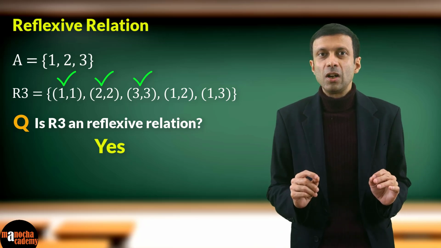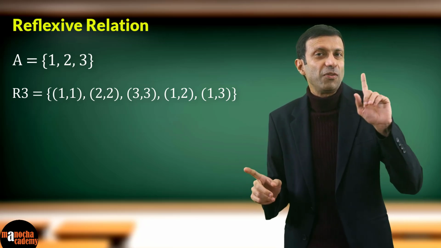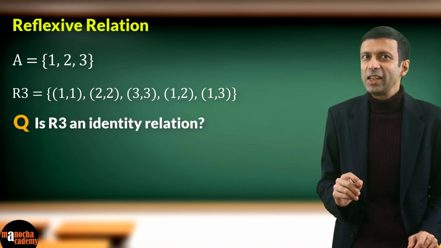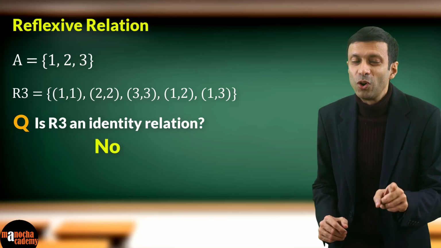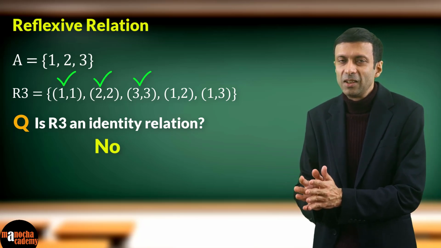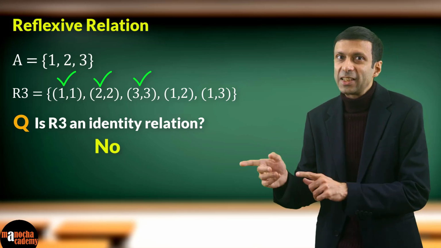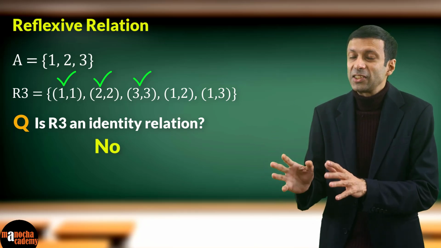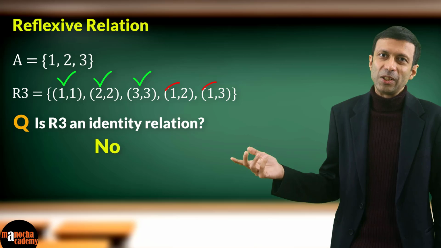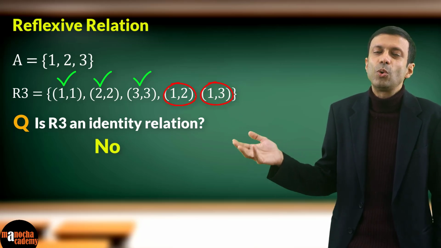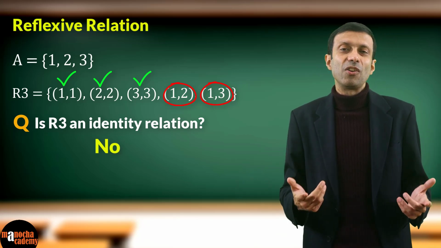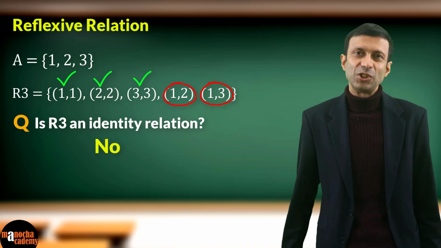Now one important note here: don't confuse reflexive with the previous identity relation. With this example you can see, is R3 an identity relation? The answer is no, because identity will only contain (1, 1), (2, 2), (3, 3), right? So identity relations are reflexive. All identity relations are reflexive, but as you can see, this reflexive relation is not an identity because it has some extra elements, the extra (1, 2) and (1, 3). So note that carefully, the difference between identity and reflexive relation. Here we were talking about reflexive relations.